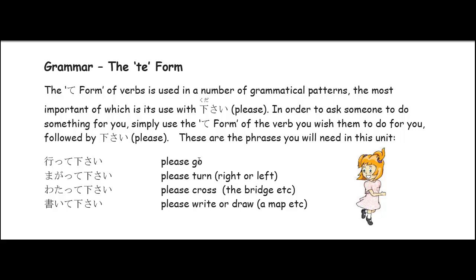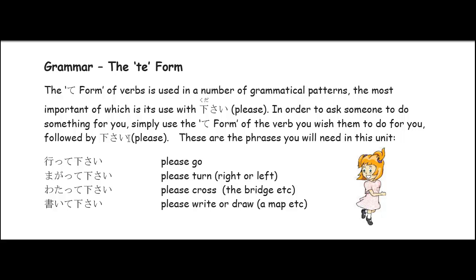Okay, the te form. That wonderful, marvellously useful form of the verb. The te form of verbs is used in a number of grammatical patterns, the most important of which is its use with kudasai, which means please. In order to ask someone to do something for you, simply use the te form of the verb that you wish them to do for you, followed by kudasai.